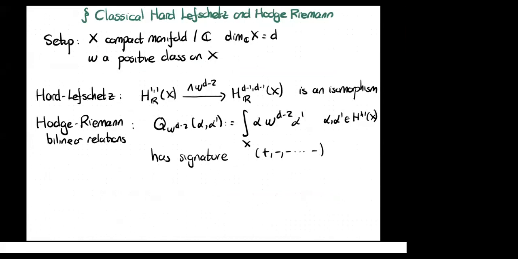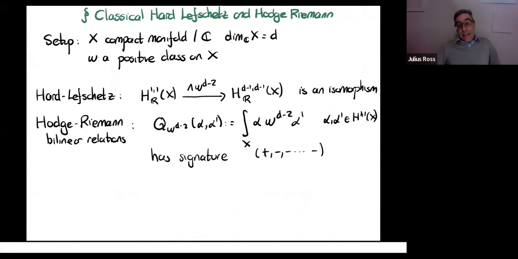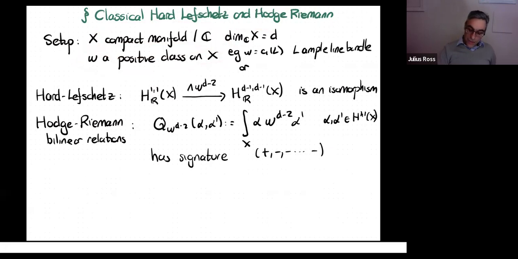Let me start by just telling you some pieces of the classical hard-Lefschetz and Hodge-Riemann bilinear relations that I'm sure is familiar to many people on this call. So the setup is we'll always have a compact manifold, I'll work over the complex numbers, of dimension D, and I'll also fix some positive class on X. So for example, you could have omega is c1 of some L, where L is an ample line bundle, or if you don't want the projective case, you could have omega as a Kähler class. Right, so both of these work, and I'll need both of them.